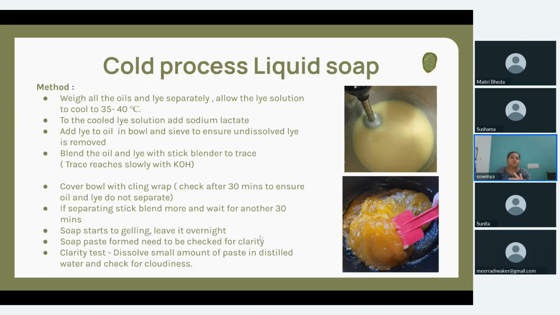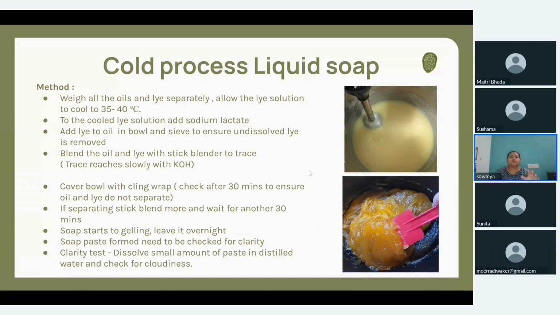Now, after you have your soap paste, you will need to add distilled water. How much distilled water you add, you should calculate. There are a few methods to calculate the water for diluting your soap paste. Once you calculate that, you add that amount of water to the soap paste, allow it to slowly dissolve, and you will be left with a completely clear liquid soap. That is how you make it using the cold process method.